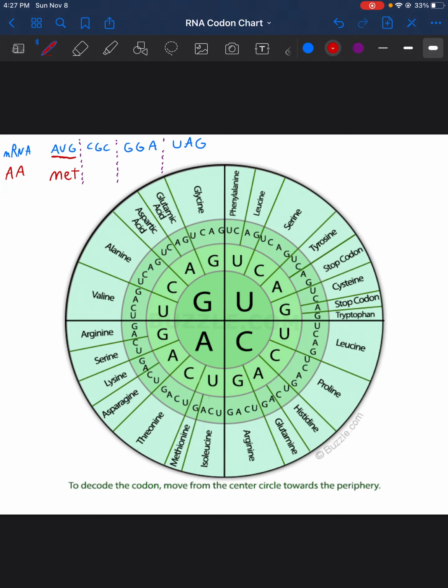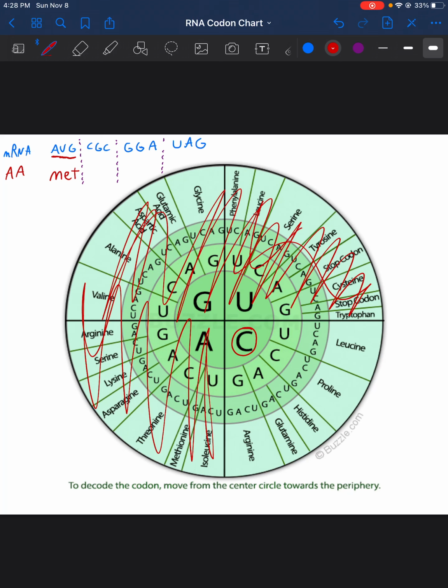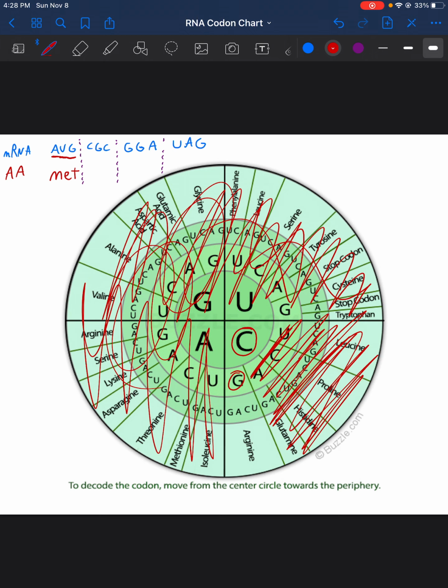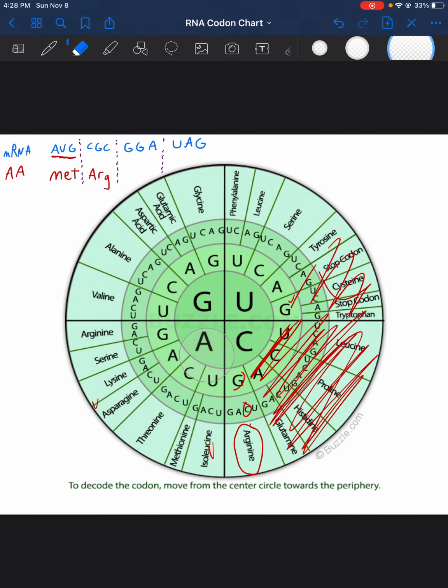For our next one, CGC, we find the C, and once again, ignore everything in the chart that is not in that C division. C, next letter would be G. Ignore the part that isn't CG, and then CGC. That leads us to arginine. So we would write A-R-G beneath it. Then reset our chart.